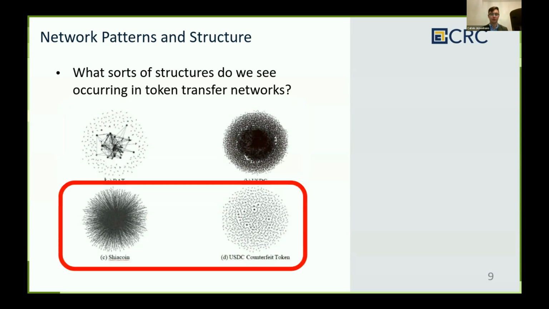The 2 on the bottom are 2 different scams, and they correspond to the spikes we saw: scams of one component on the left, and scams of lots of really small components on the right.